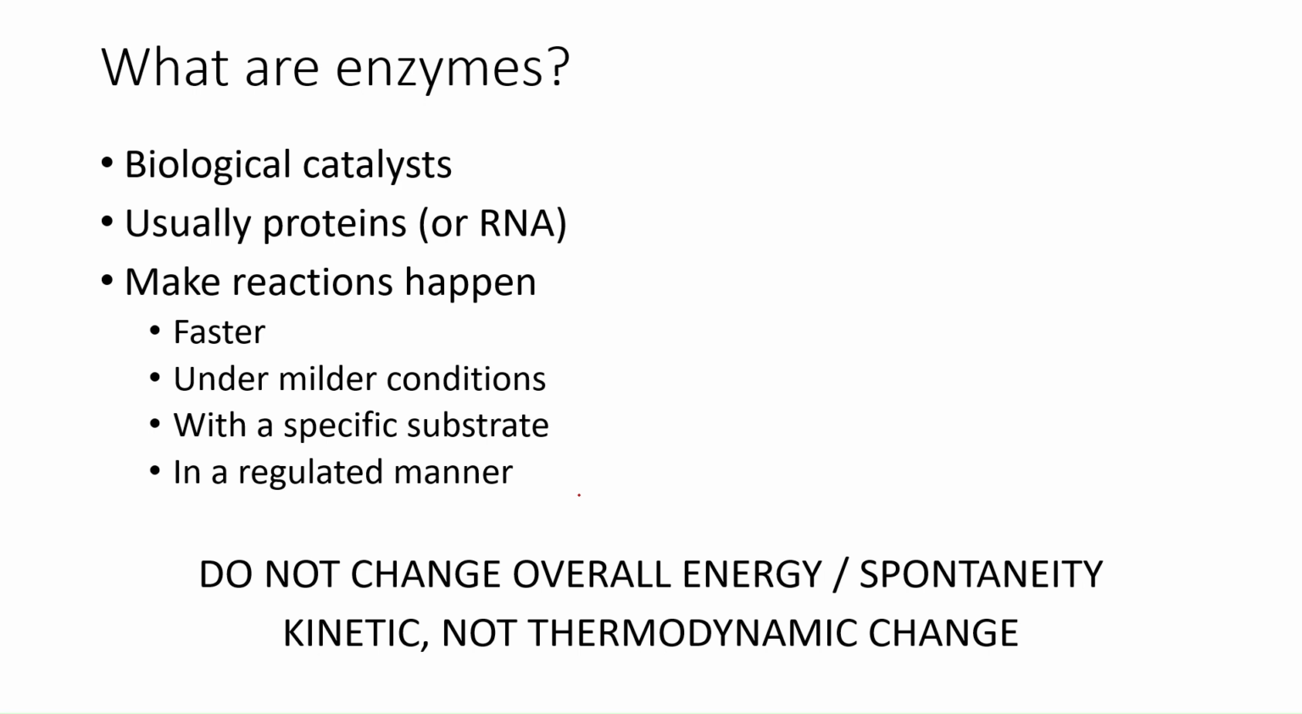And so essentially what enzymes do is they make reactions happen. They make reactions happen faster, meaning they change the rate. They also make reactions happen under milder conditions than they otherwise would if there was no enzyme, meaning in a biological environment where the pH is pretty close to neutral and you're in an aqueous solution, right? They also help a reaction happen with a very specific substrate that you wouldn't necessarily be able to choose if you were doing this reaction uncatalyzed. And enzymes also make reactions happen in a more regulated way than if there was no enzyme catalysis happening.